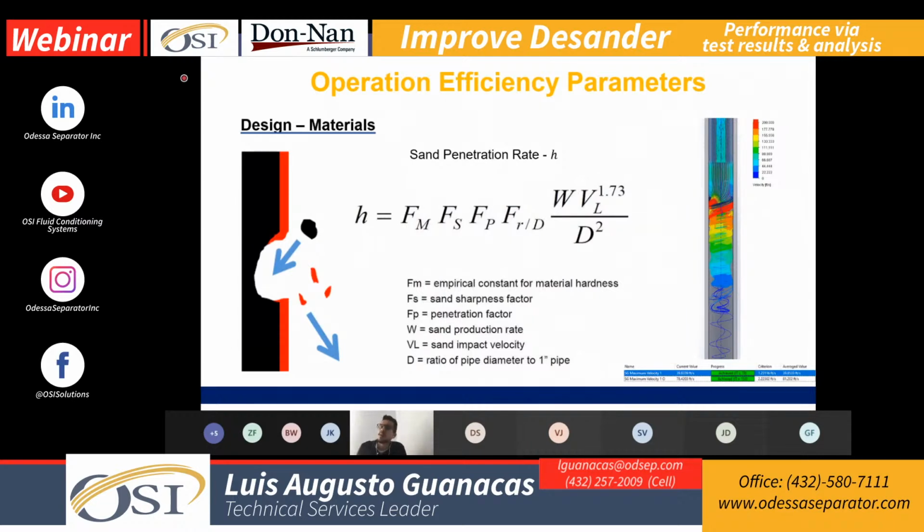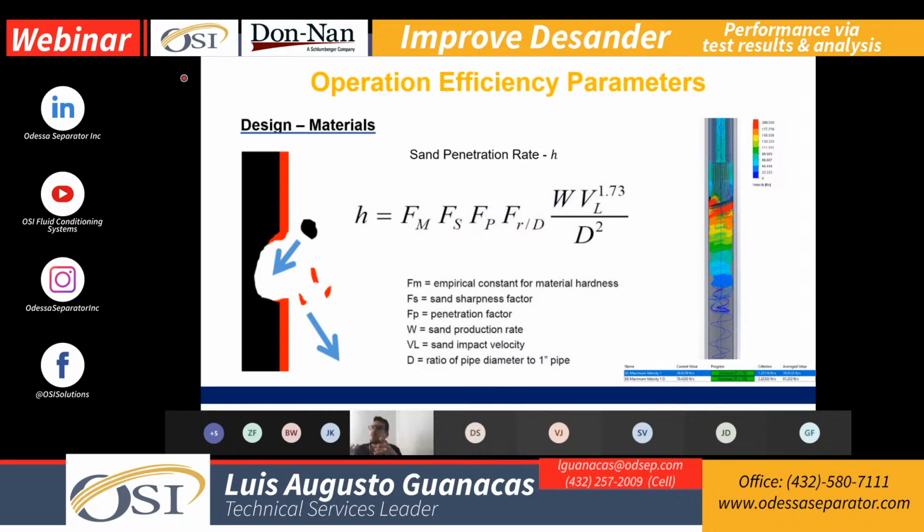So that velocity is going to cause an impact of the sand on the surface of the tool. This is simulated by a sand penetration rate model that you can see right there. This penetration model basically analyzed the sand production rate and penetration factor, analyzed the material, and the purpose of this analysis was to find the right materials for the specific conditions, right?